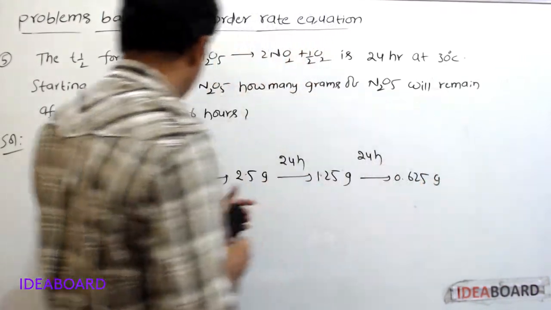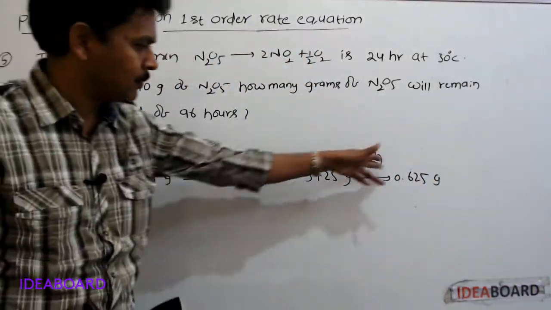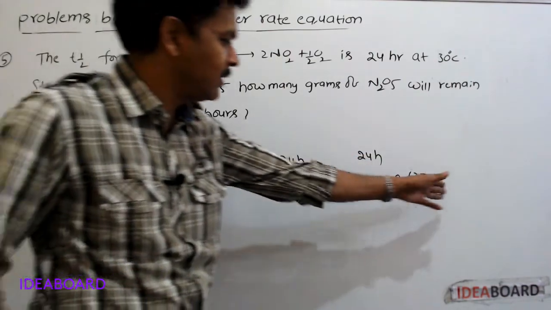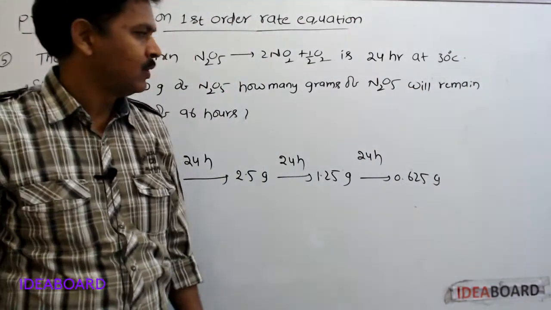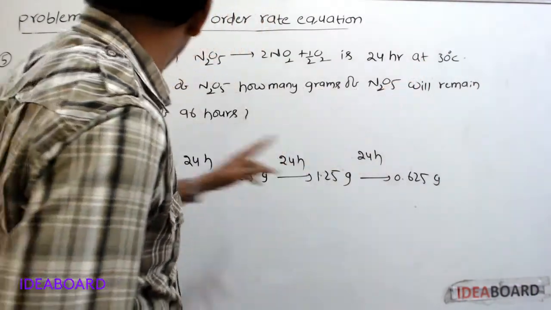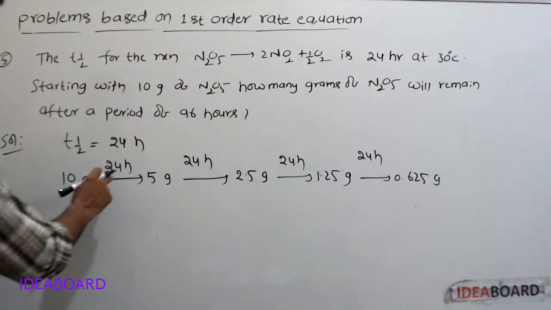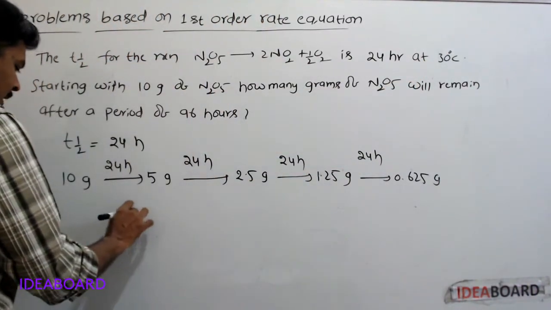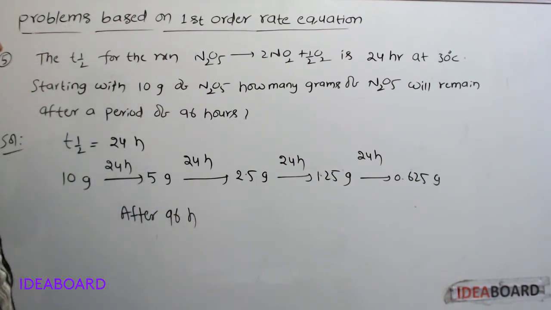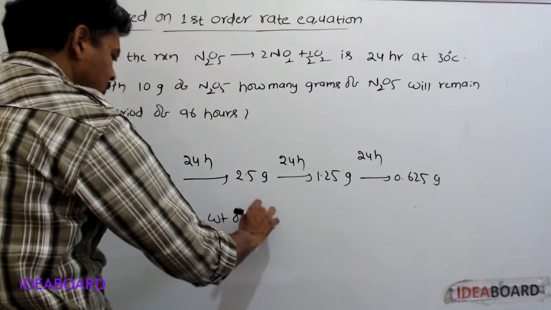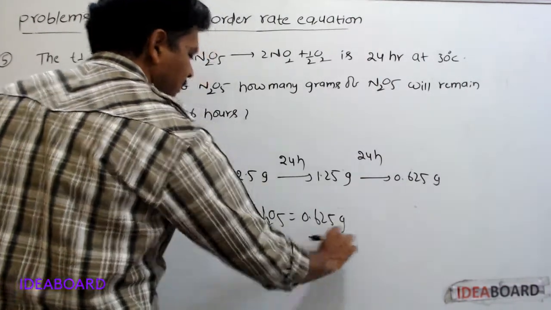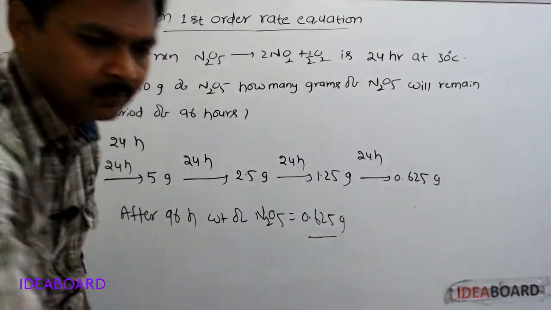0.625 grams will remain. 24 plus 24 plus 24 plus 24, total 96 hours. After 96 hours, how much will remain? 0.625 grams. So after 96 hours, the weight of N2O5 is equal to 0.625 grams.